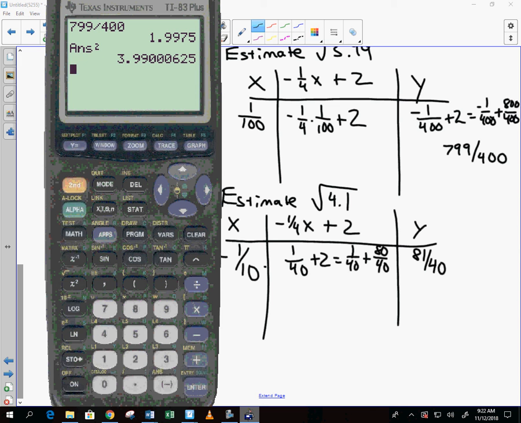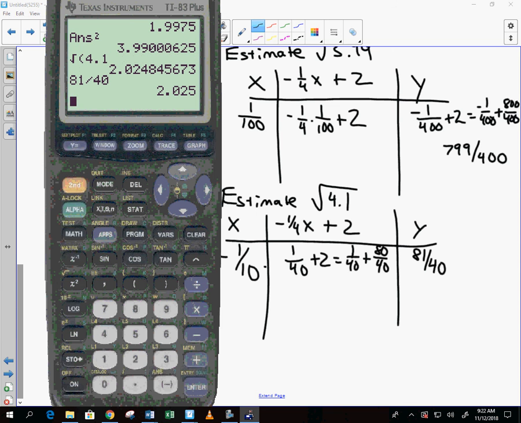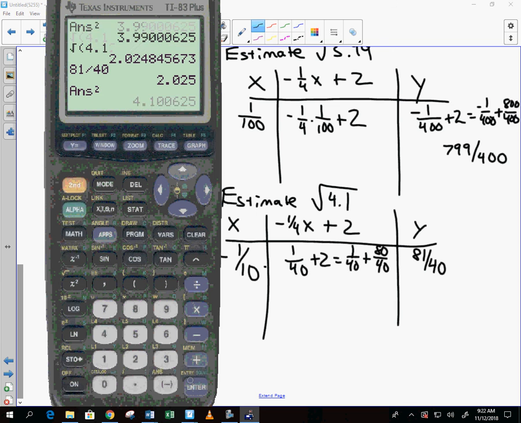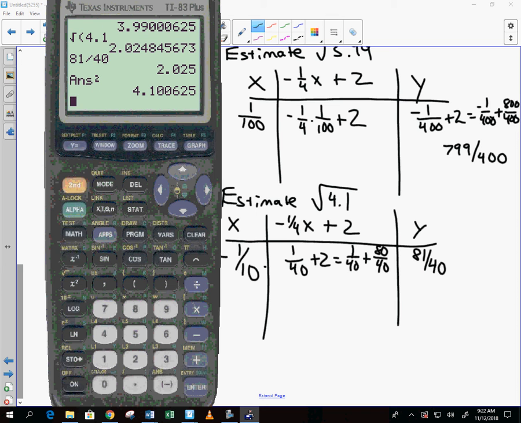Now again, I like to check and see how close I am. Square root of 4.1, it looks like we get 2.0248. If I do 81 divided by 40, I get 2.025. Looks like it's pretty close. If I square it, do I get that 4.1? You're really within the ballpark.